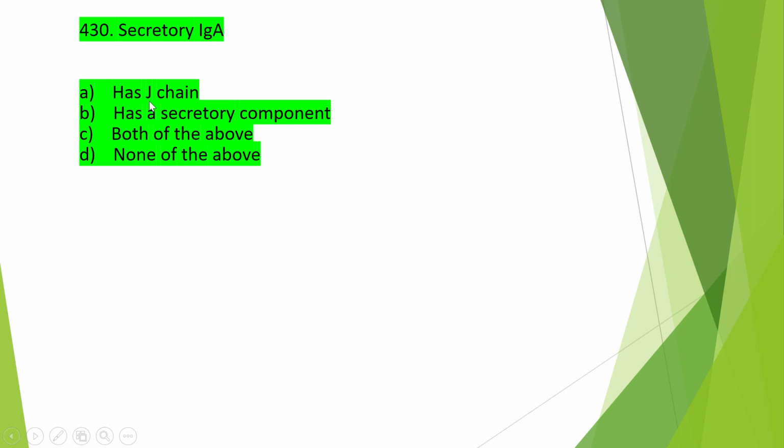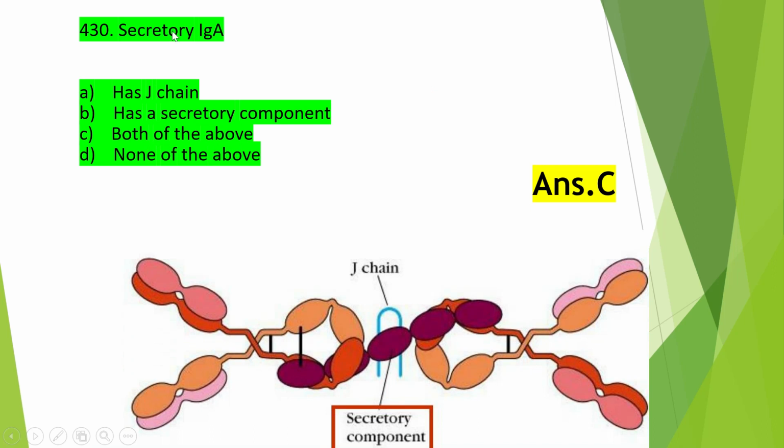Okay, so next one is, secretory IgA has J chain, has a secretory component, or both of the above, none of the above. The right answer is option C, both of the above. So secretory IgA has both J chain and secretory component. Here you can see this is the J chain, this whole one is the secretory component, and these two are IgA molecules.